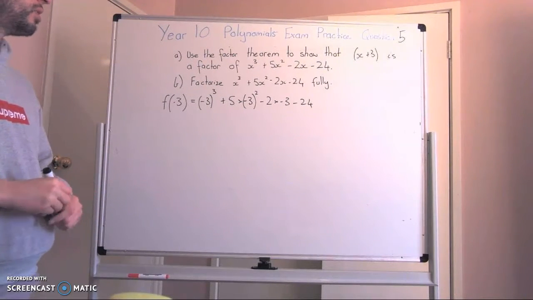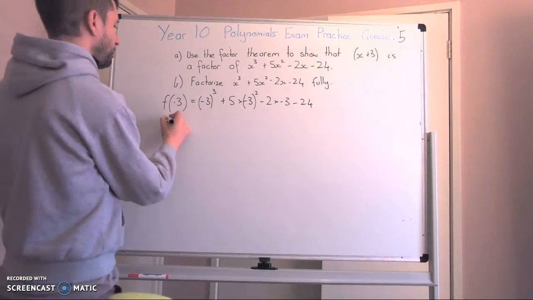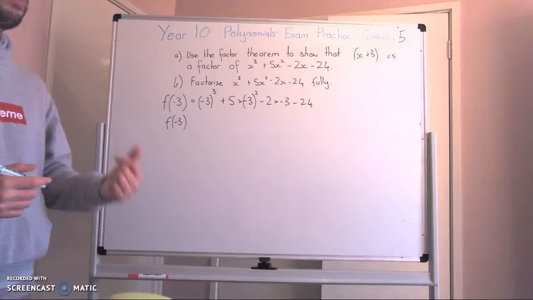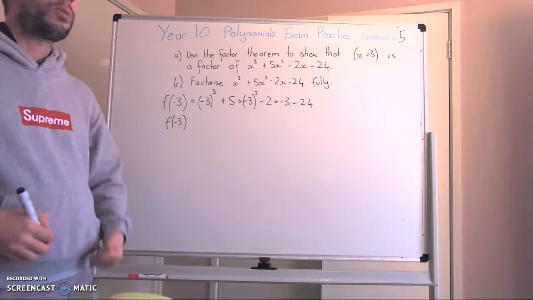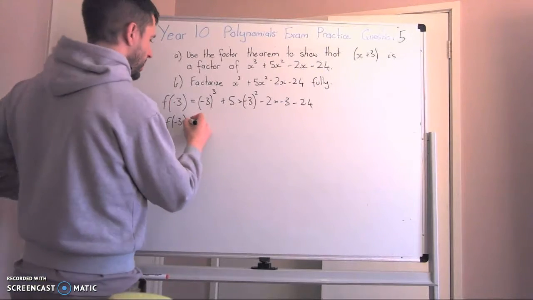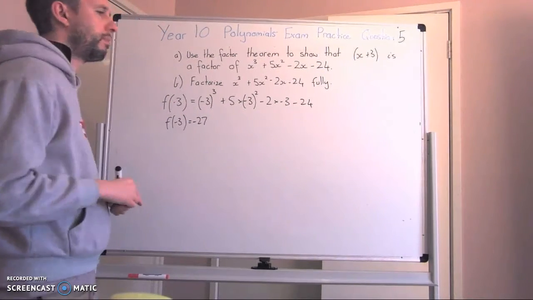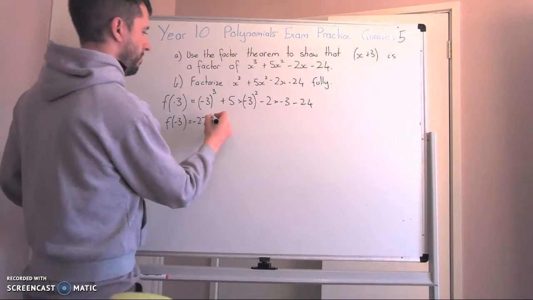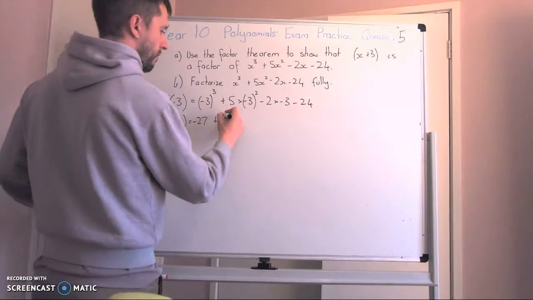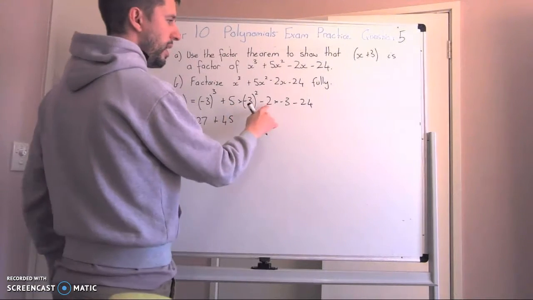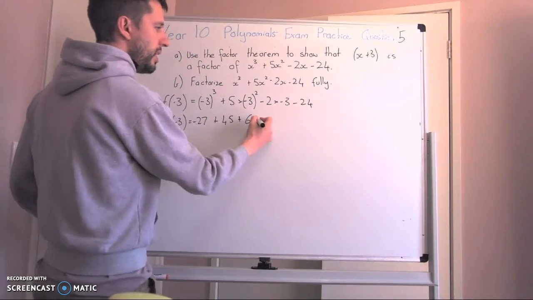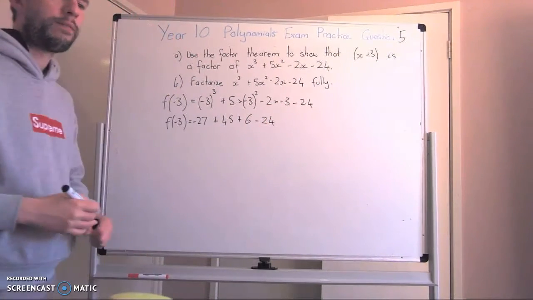The next thing I need to do is look at this part here. So it has negative 3 to the power of 3. That is negative 3 times negative 3 is positive 9. Positive 9 times negative 3 is negative 27. Then it's got negative 3 squared, which is 9. 5 times 9 is 45. A negative and a negative is a positive, so negative 2 times negative 3 is positive 6, and I am taking away 24.